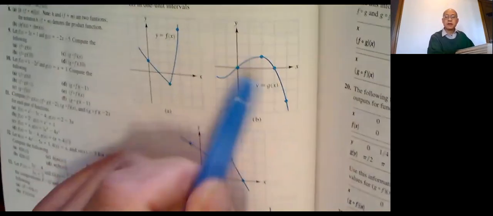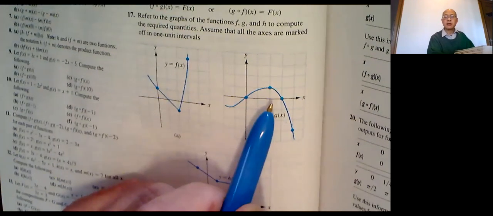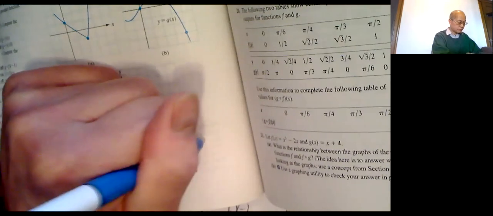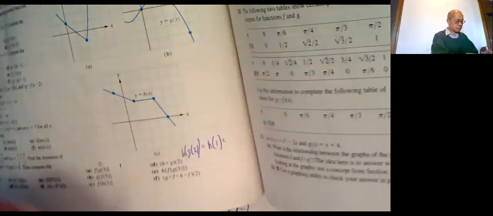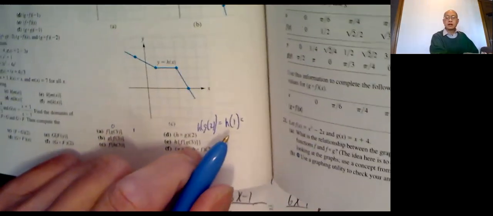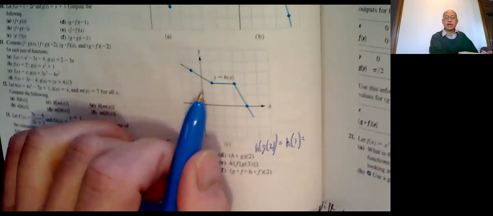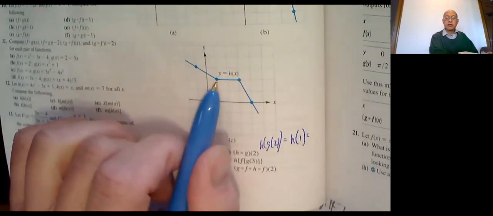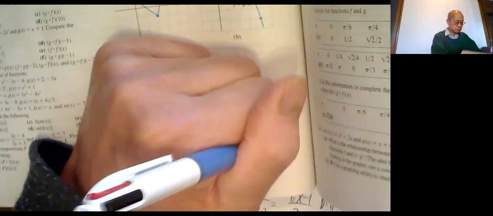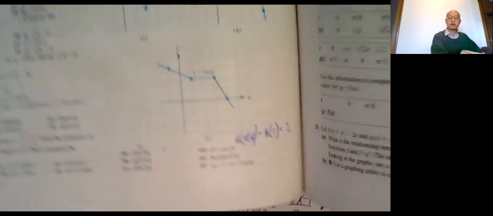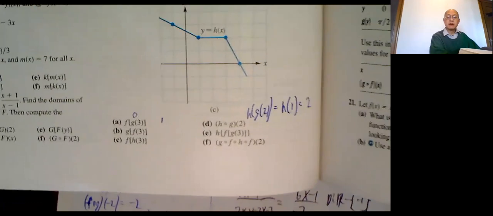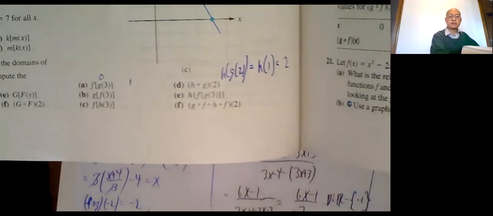So first I find g of 2. g of 2 is 1. So now I want h of 1. So here's h. h of 1 is 2. And there we go.